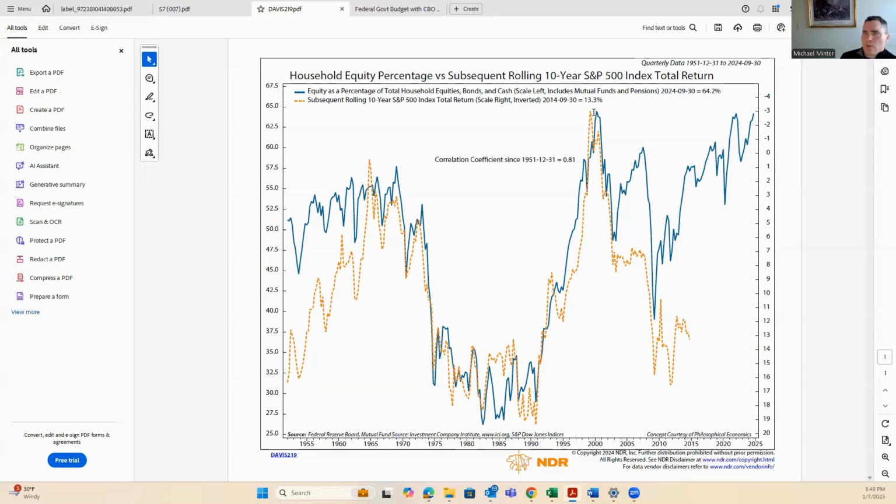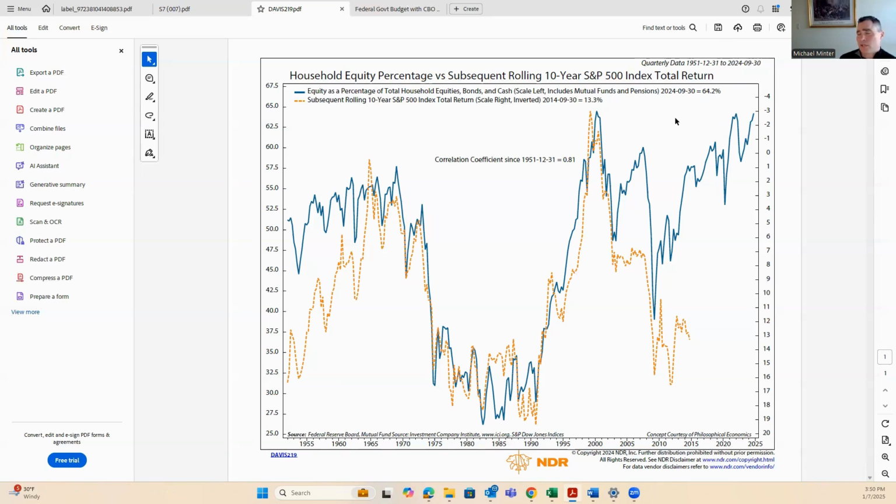Then we go to the tech bubble. It was incredible technology. People thought we were in a new paradigm. Valuations didn't matter very much. Well, that's when we got to the all-time high of 65% household equity percentage. What was the 10-year annualized return after that? It was minus 3%, which also factored in the great financial crisis. But still, you get optimistic when everybody else is getting optimistic and start trying to chase returns.